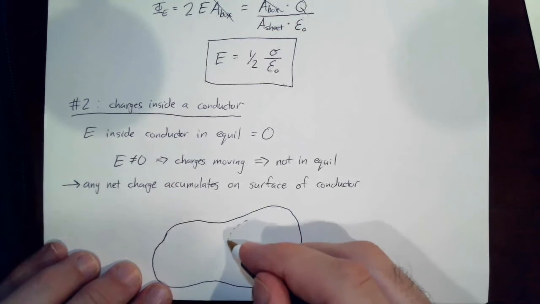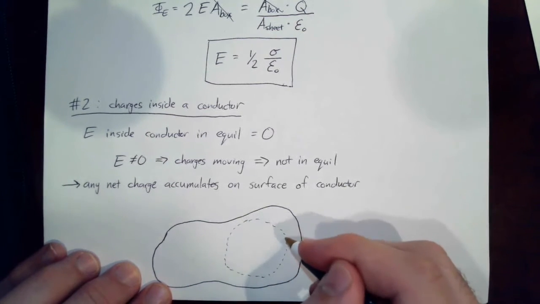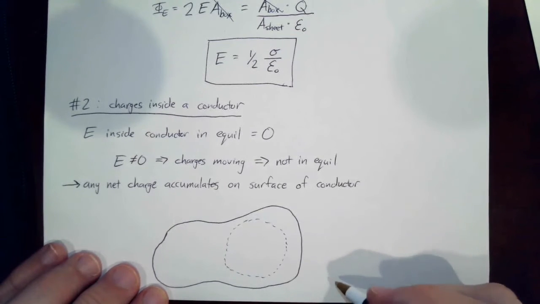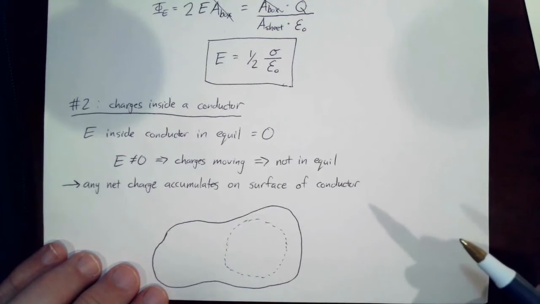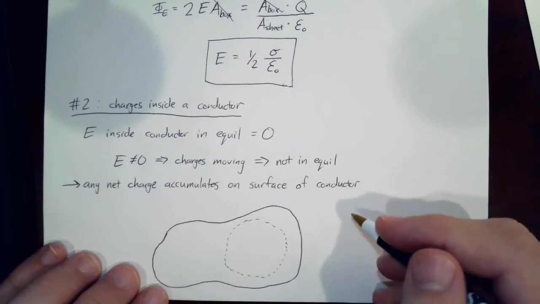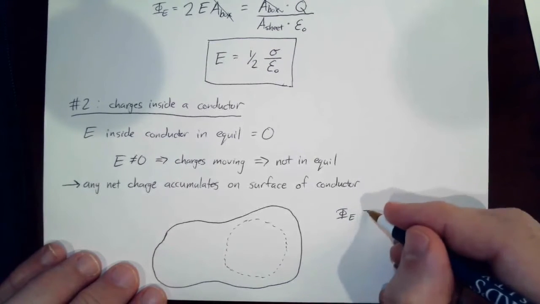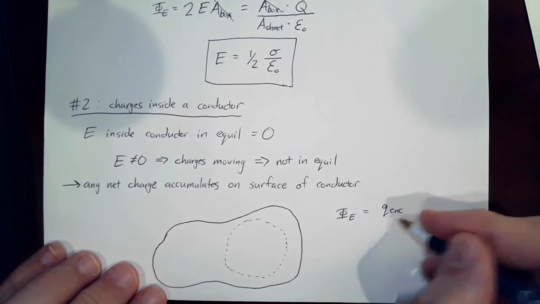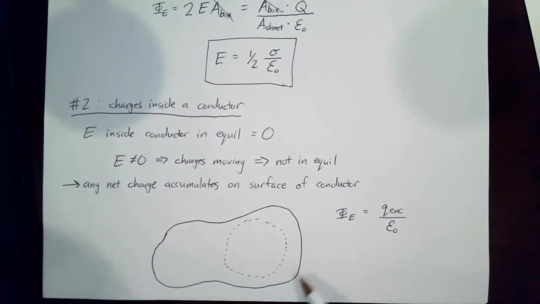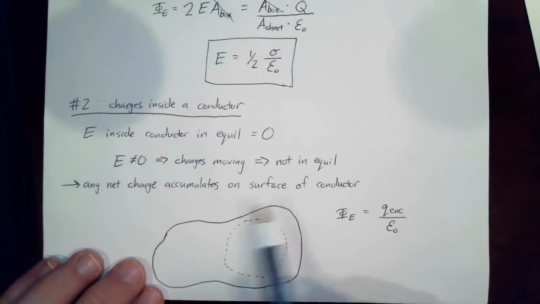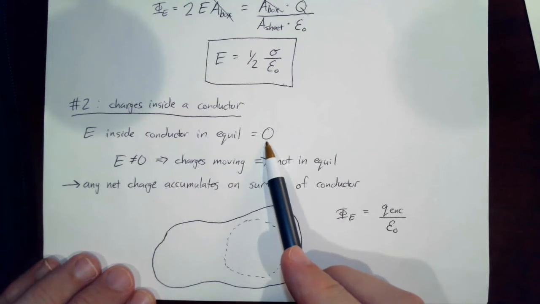So maybe I'll just draw a spherical Gaussian surface inside the conductor. And I ask, how much charge is contained inside of my Gaussian surface? Well, we know from Gauss's law that the flux through the surface is equal to the charge enclosed by the surface over epsilon naught. But we know something about the flux already. We know that E, everywhere inside a conductor, if it's in equilibrium, is 0.